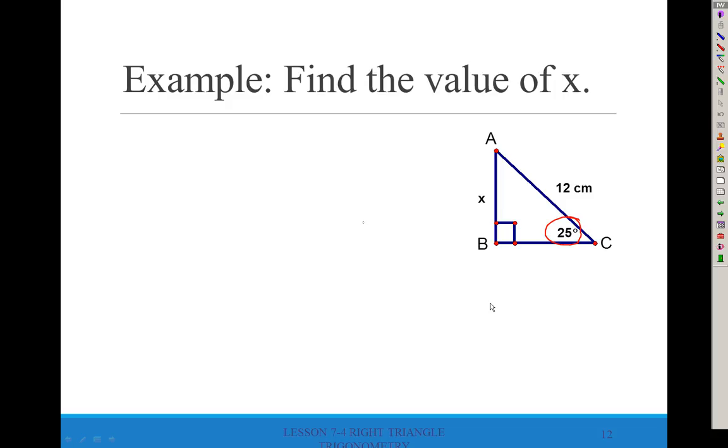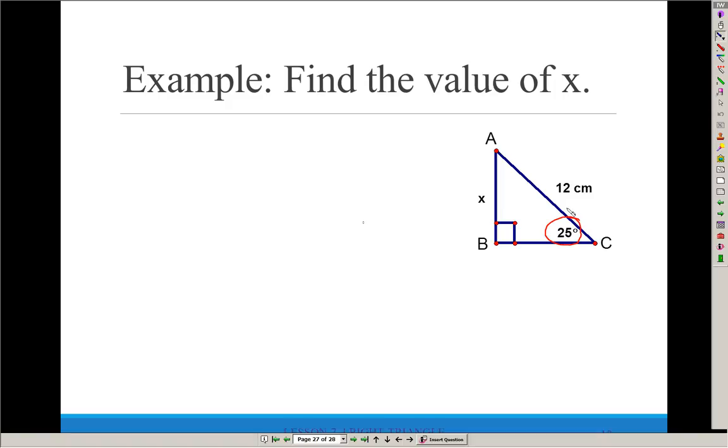Okay, now this is what it's all built up to. Finding side lengths or angle measures in a right triangle. I'm looking for x. I'm given a right triangle with an angle measure 25 degrees and the hypotenuse is 12. Well, we're going to call this angle theta. Draw across from theta, that's opposite. Across from the right angle is hypotenuse. The leg next to theta is adjacent.